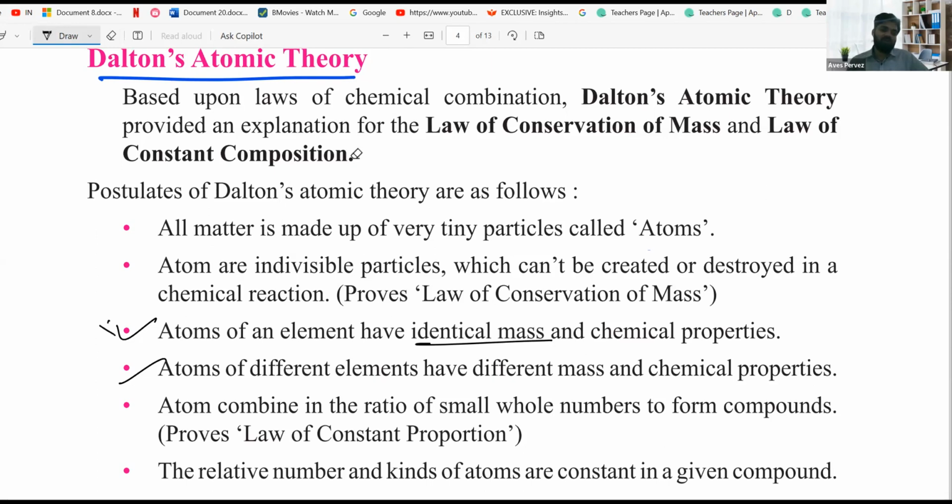These two postulates are incorrect. Half is incorrect. This portion is correct. About the chemical properties, it is correct. But having different mass, this is incorrect.